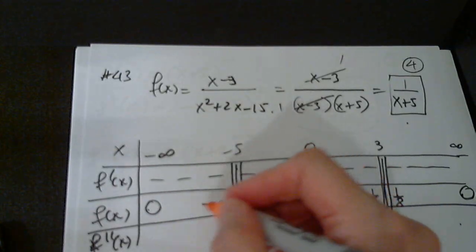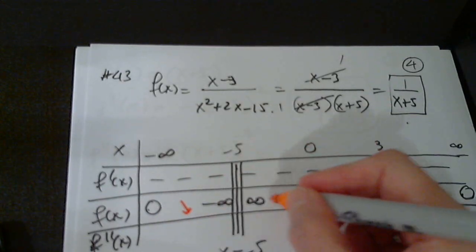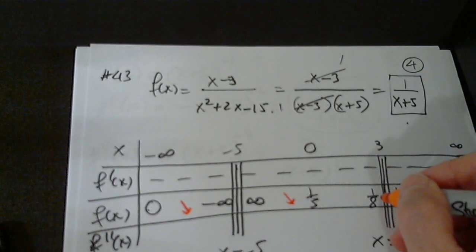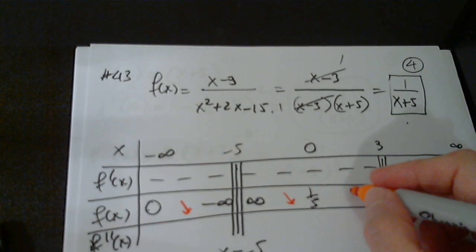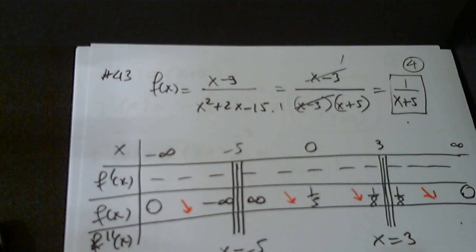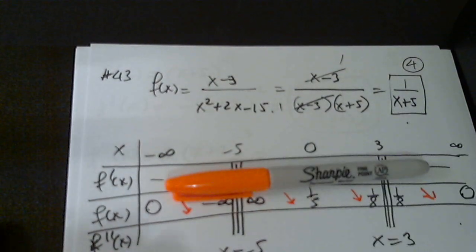If these numbers don't follow that pattern, I'll say, oops, and I'll start from scratch. From 0 to negative infinity, it makes sense. From infinity to 0.2, it makes sense. From 0.2 to 0.125, yes. From 0.125, whatever, to 0, yes. So these two rows are okay.